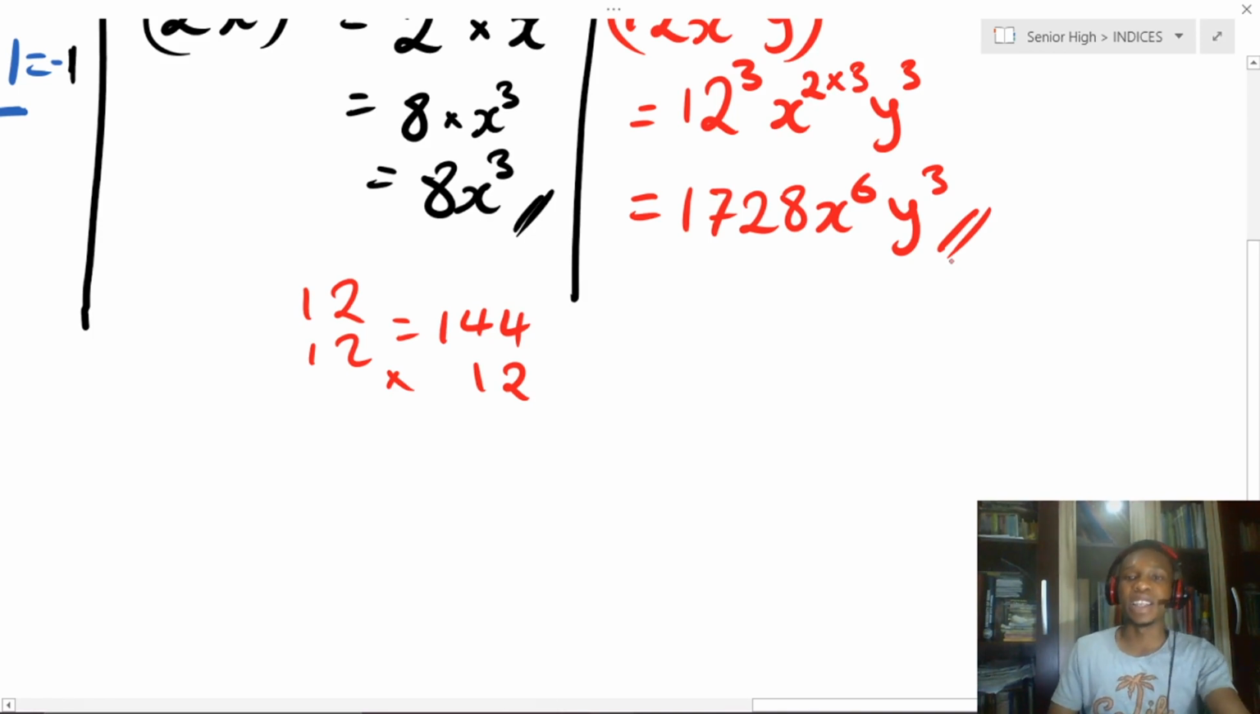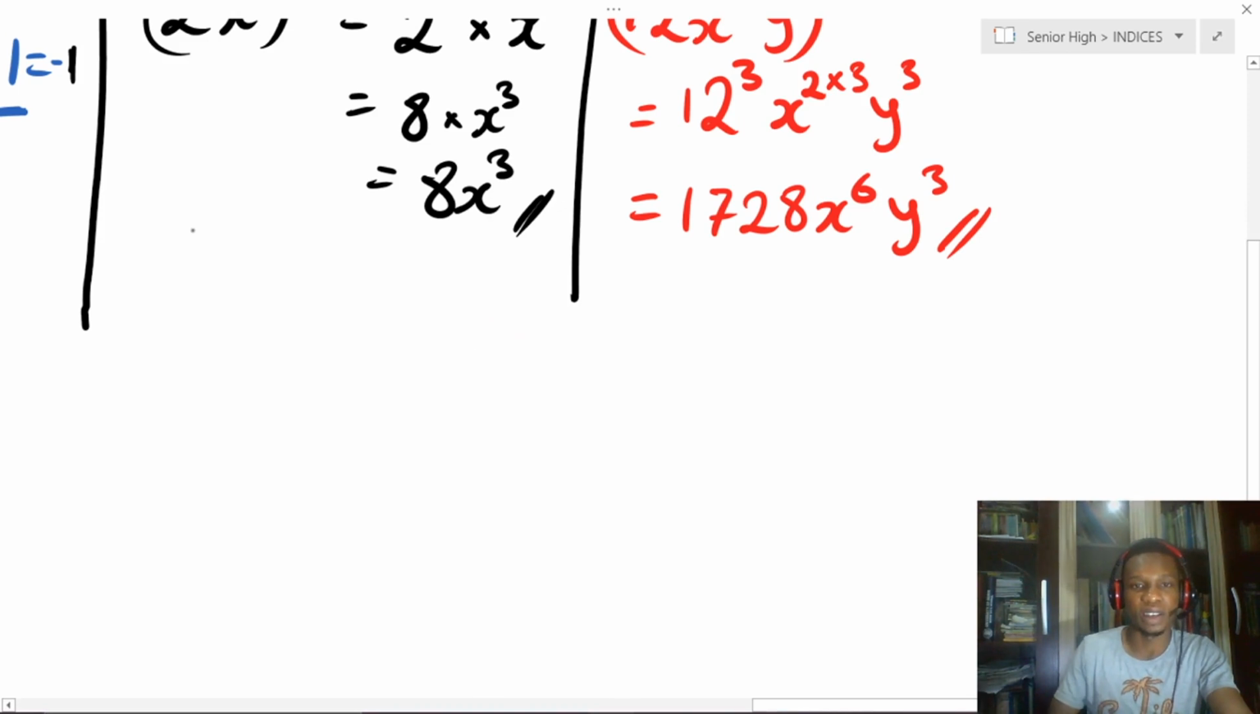Now let's enter into another different aspect of product law. Now let me show you another different aspect of how product law can look like. Let's try this question out. Understand product law. Now what if we're given 5a raised to the power of minus y. Now what will the value be?